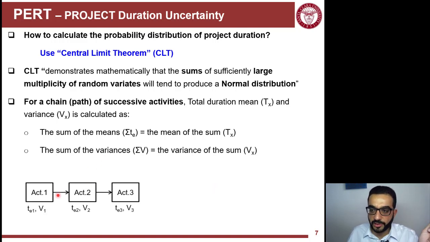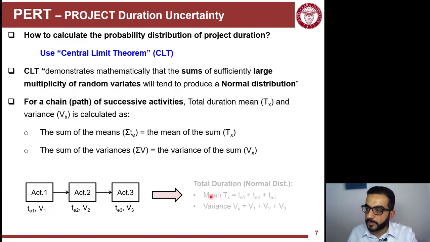So if I have activity 1, 2, 3, for each one I have its mean and variance. The mean duration of this path or chain will equal the sum of the mean values, and then the variance will be equal to the sum of the variances. So that's the central limit theorem. Pay attention that I'm not adding standard deviations, I'm adding the variances. So this rule applies to the variances, not the standard deviation.